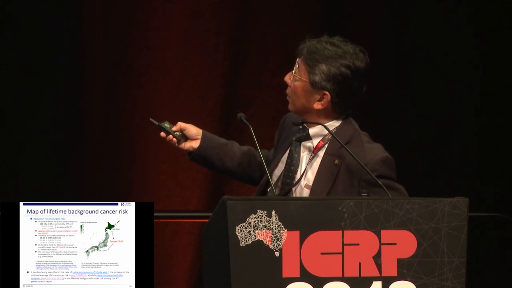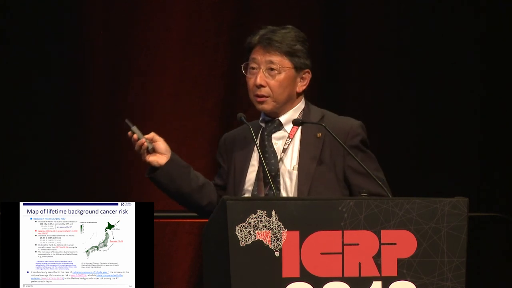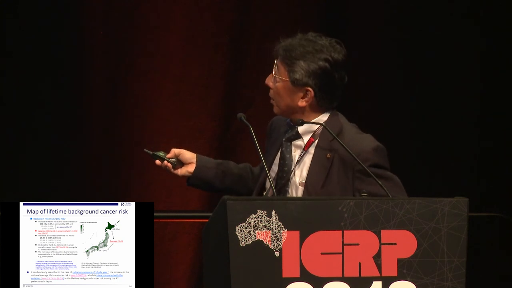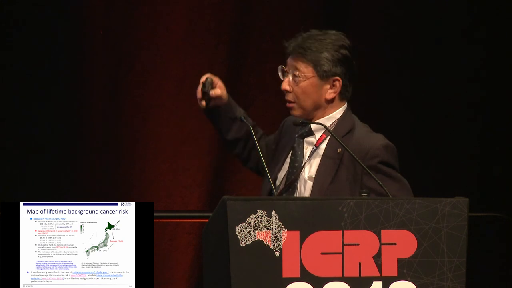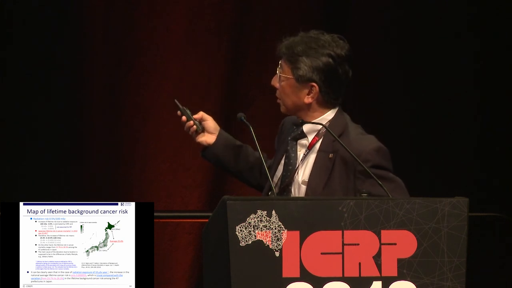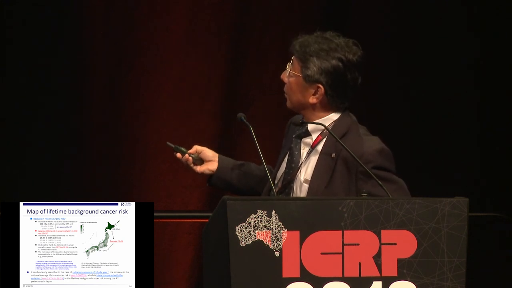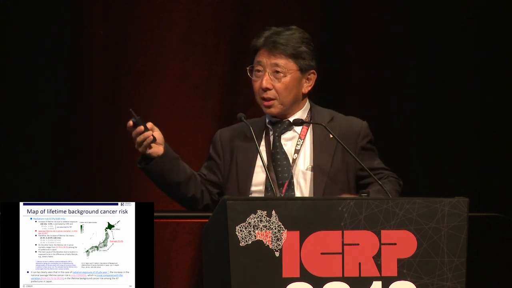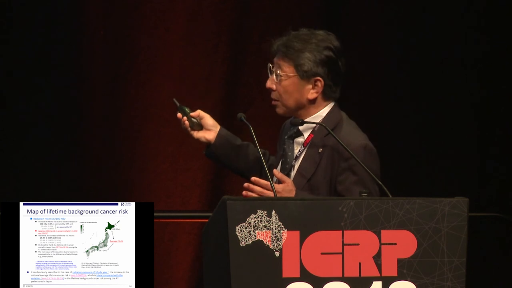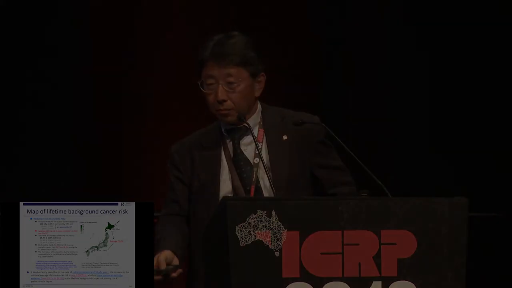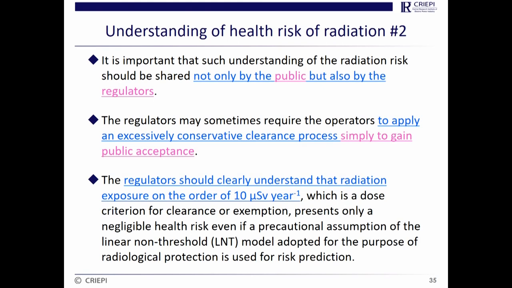25.405. Please consider the 10 microsievert per year. This is only a 0.0005% increment of the risk. But many residents can understand it within the variation of the background risk. That is a very important point. So it is important to have such understanding not only by the public but also the regulator, I think.